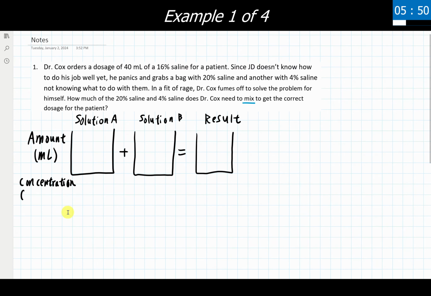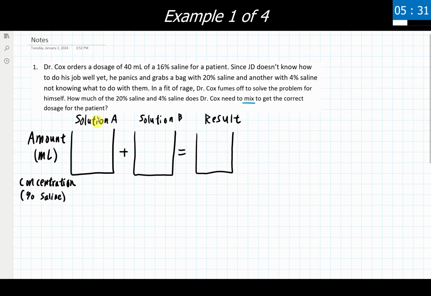I'm just going to put that as percent saline. Perfect. So any other percentages that show up in this problem that aren't percent saline, I'm going to ignore. We are not going to be solving with them, and they're completely irrelevant to what we're doing here.